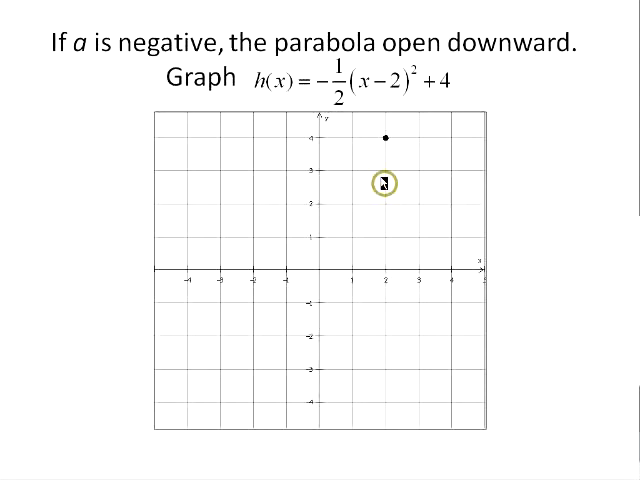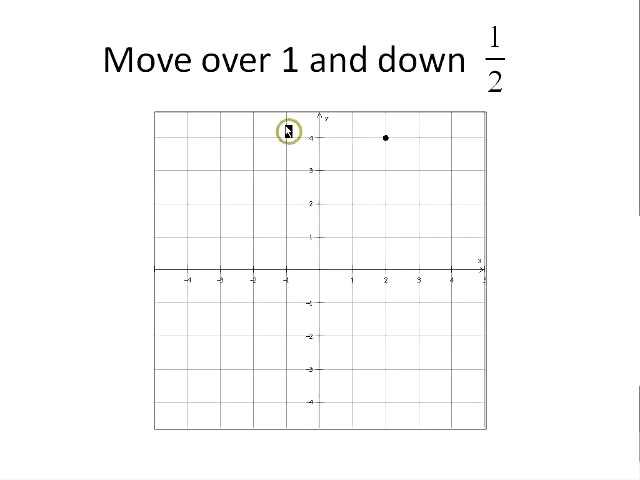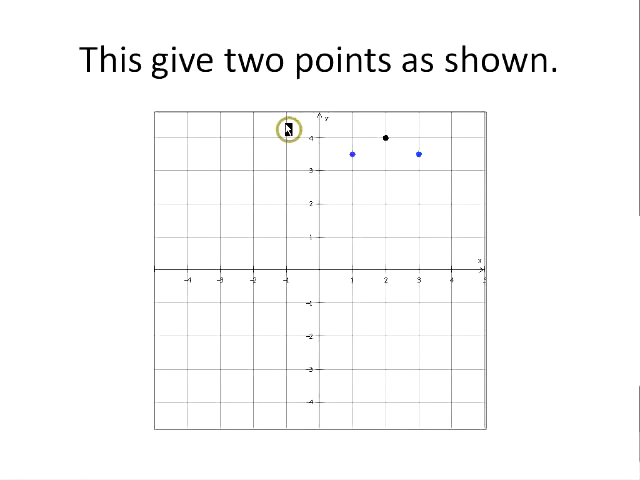Let's look at another example. In this example, the A is negative 1/2. Since the A is negative, this one is going to be moving down. So this opens downward. On this one, the vertex is going to be at 2, 4. So we started out with our vertex point at 2, 4. In this case, if we move over 1, we're going to go down 1/2 because of the negative 1/2. So we move over 1, down 1/2. We could move to the left 1, down 1/2. This gives us 2 more points.